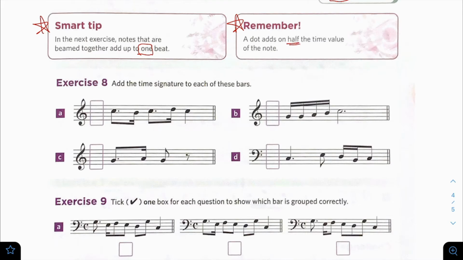Exercise 8. Add the time signature to each of these bars. Question A. Let's go over it together. We have this, which is 1, plus this, which is another 1, plus a crotchet, which is 1. So we have 1 plus 1 plus 1 equals 3. If there are 3 beats in every bar, it's a 3/4 time.